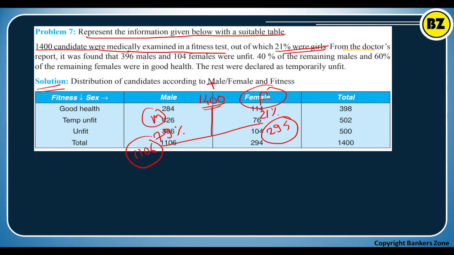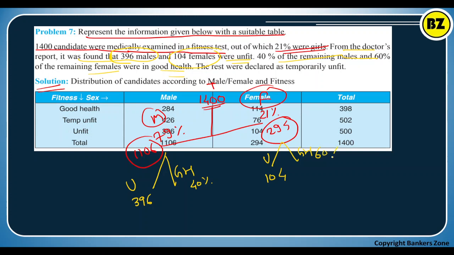from the doctor's report, it was found that 396 male and 104 female were unfit. Now, how many are unfit? 396 male, and unfit female are 104. Then, 40% of the remaining male and 60% of the remaining female were in good health. So the next type I will say is good health. In good health, 40% male and 60% of the female.